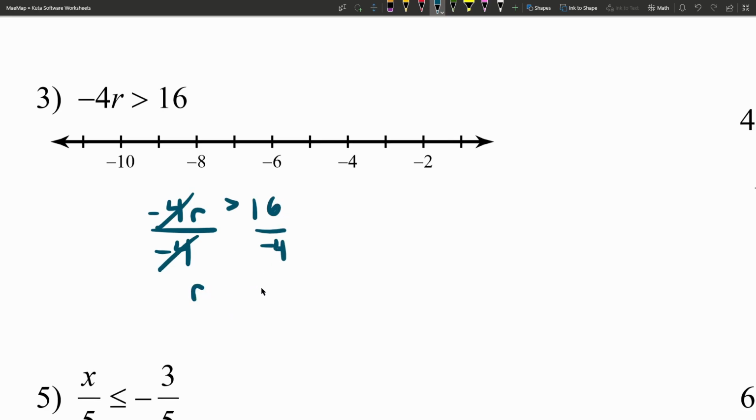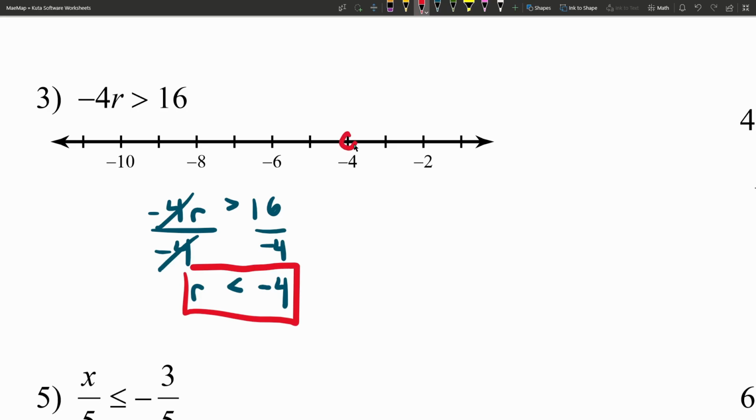16 divided by negative 4 is negative 4, and we divided by a negative, so what do we have to do? We have to switch this inequality sign. So as opposed to greater than, we're now going to have a less than. So r is less than negative 4 is our solution for number 3. Now we just have to graph it.